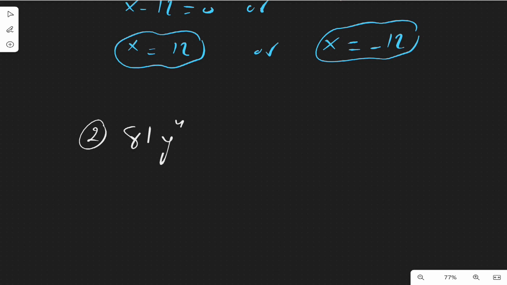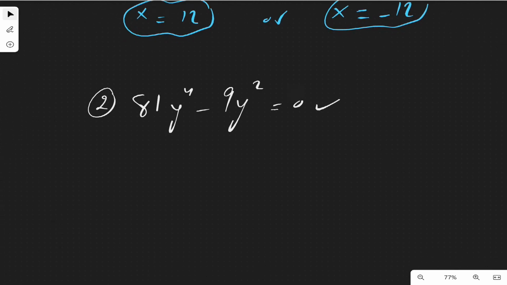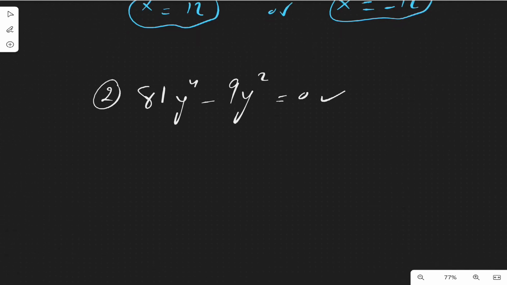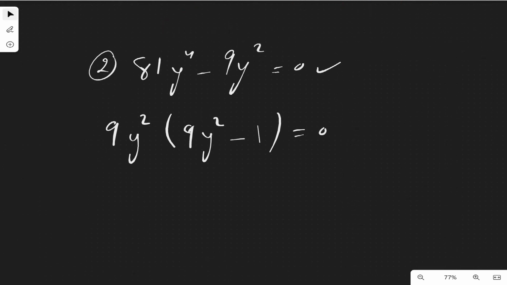81y to the power 4 minus 9y to the power of 2 is equal to 0. The right hand side is 0. It's clear there is a GCF. 81 and 9, they can be divided by 9. y to the power 4 and y to the power of 2, the common is y to the power of 2. 81 divided by 9 is 9. y4 divided by y2 is y2, minus 9y2 divided by 9y2, the answer is 1, equal to 0. Not yet.